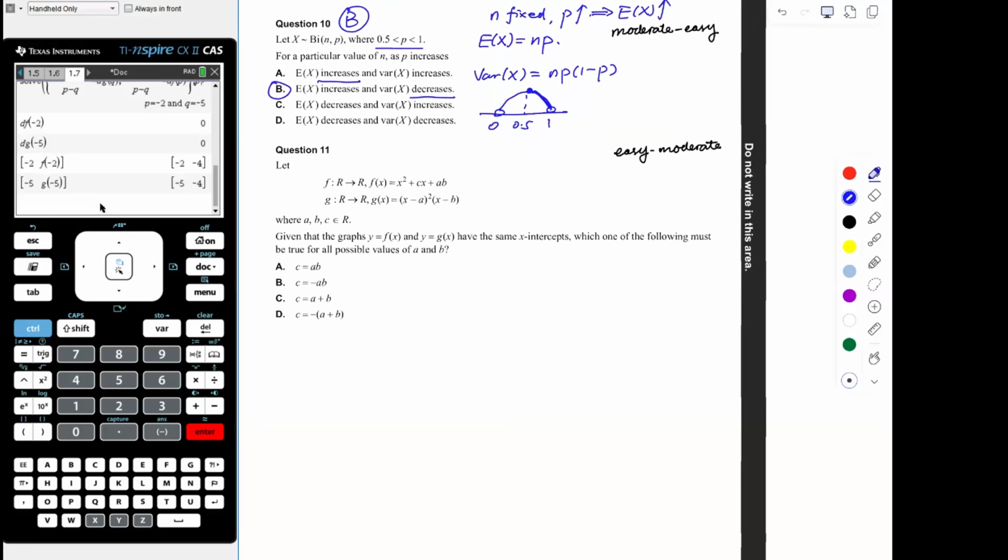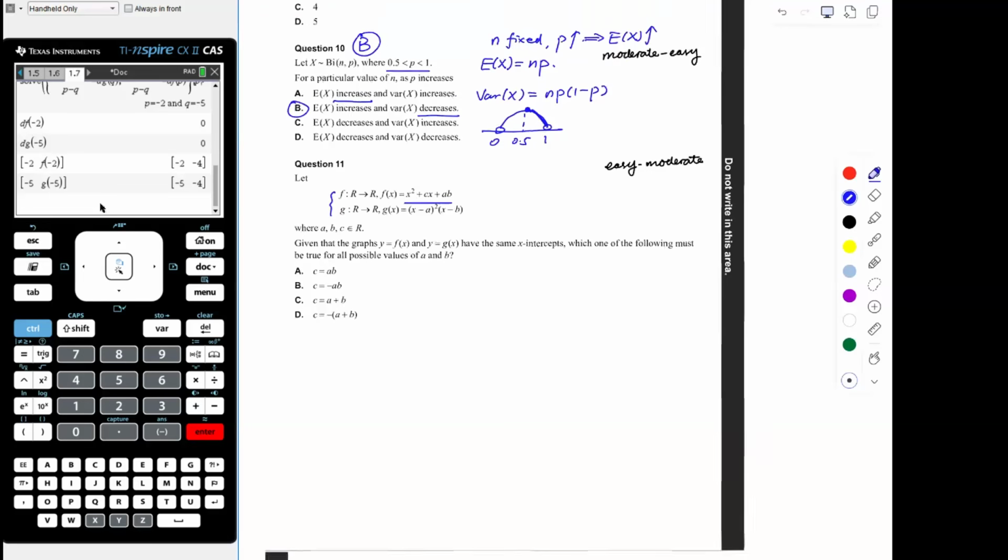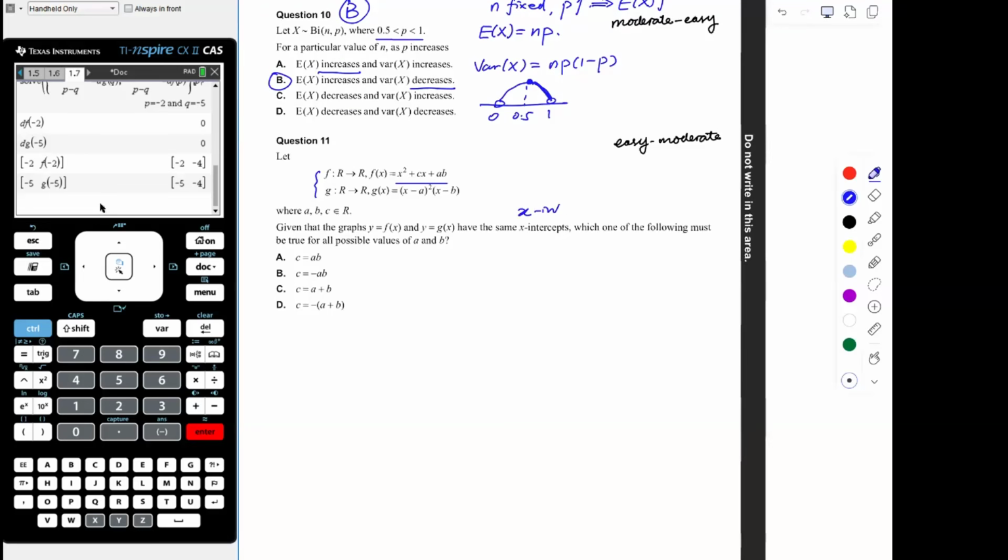Question 11. We have f and g graphs. The first one is a quadratic, the second one is a cubic function. Given that the graphs f and g have the same x-intercepts, actually, I'd prefer them writing x-intercepts in a bracket, because what if a equals b? That is another story, okay? So they will only have one x-intercept.